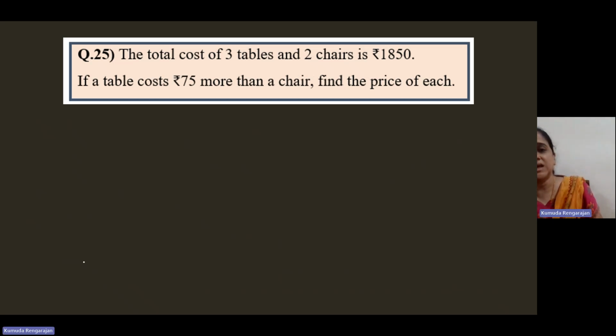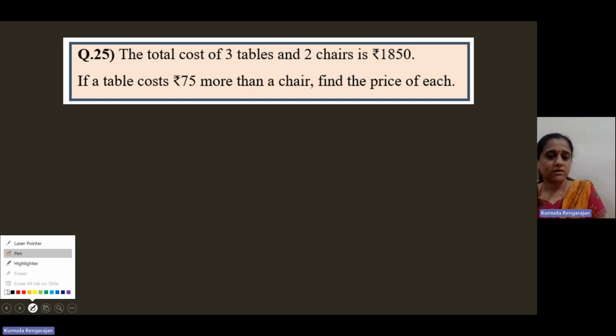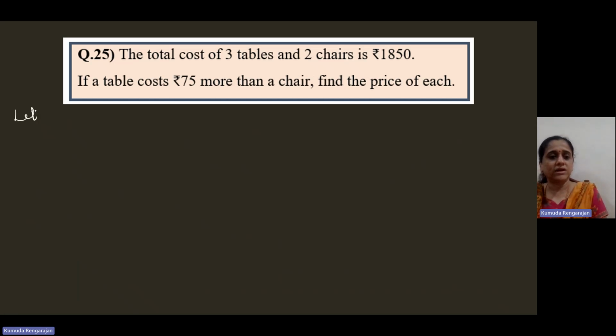Which is costlier, table or chair? Table is costlier. By how much? By 75 rupees. So if you assume the cost of a chair as X, the cost of the table will be X plus 75. 75 rupees more, so X plus 75. Correct? Okay.